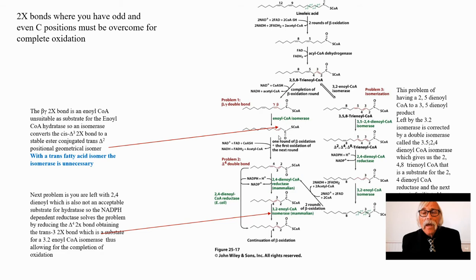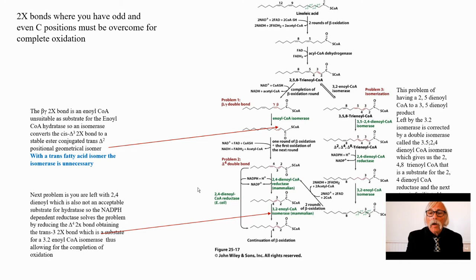So once you have a trans double bond there, it will already be directly able to go through the next round of reaction. Right? And so that's what you're doing here: one round of beta oxidation, the first oxidation of the next round. So you're going to add the NAD, the FAD, the coenzyme A, the whole business, making the reduced forms of both those nucleotides and then a new acetyl-CoA.